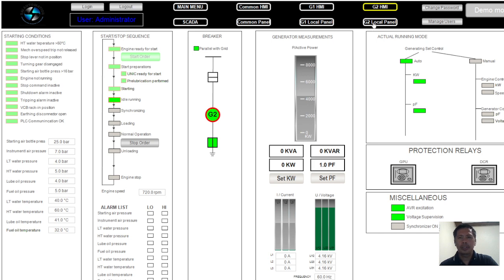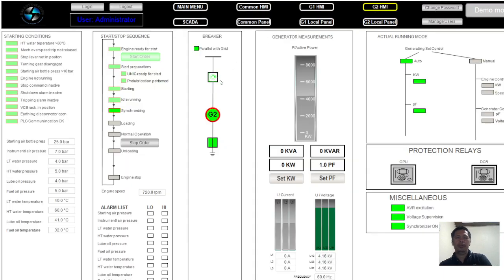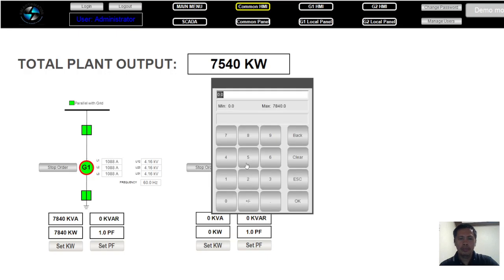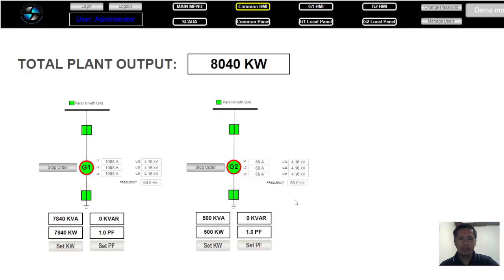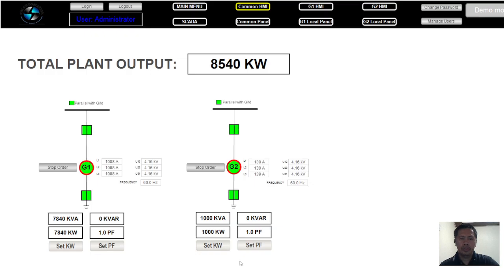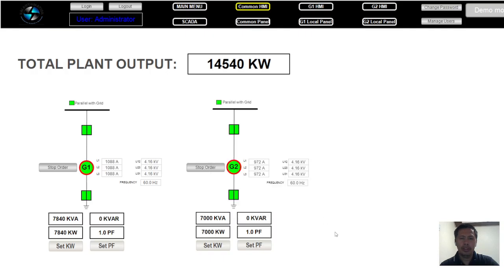To synchronize, go to the local panel of generator 2. Synchronize. Now generator 2 is synchronizing. We can also check the common HMI. Now the breaker is closed. So now we can load maybe around 500. There's no problem, so raise to 1000. There's no problem, raise to maximum, so 7,000.